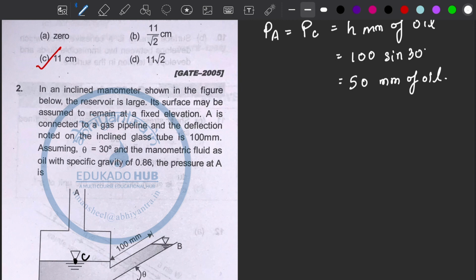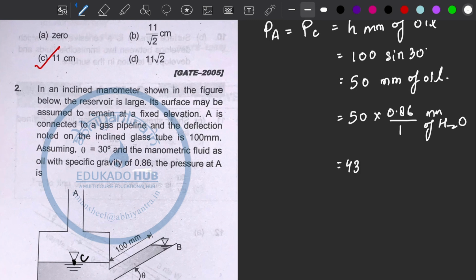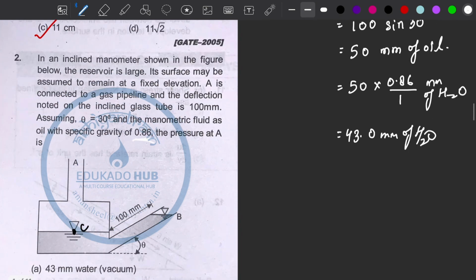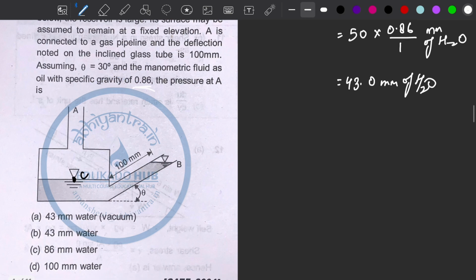Oil has specific gravity of 0.86, so I can change it: 50 mm of oil, 50 into 0.86 upon specific gravity of water, so this much mm of water, that comes out to be 43.0 mm of water. So the correct option will be option number B.